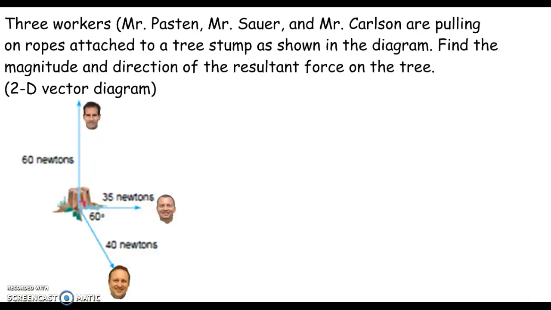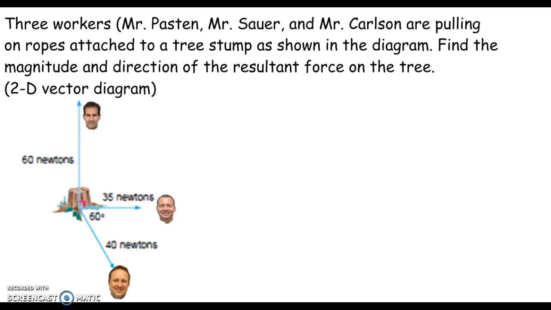3 workers, Mr. Paston, Mr. Sauer, Mr. Carlson, are pulling on ropes attached to a tree stump, as shown in the diagram that you've got right there. Find the magnitude and the direction of the resultant forces on the tree. So keep in mind that while it's a 3D picture, it's a 2D diagram. So it's kind of like looking at an aerial view of it. We've got one vector, Mr. Paston's, that's 60 newtons. Remember, that's the magnitude. Mr. Sauer's vector is 35 newtons. And Mr. Carlson's vector is 40 newtons at a negative 60 degree angle marker there.